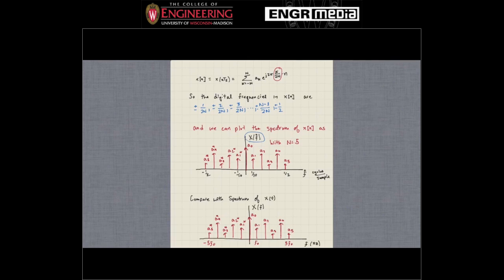On the horizontal axis, again, we're plotting cycles per sample. I'm just going to take those from the equations up here and plot the corresponding coefficients. So it's pretty straightforward, and looks just the same as when we plotted the spectrum of the continuous time signal, except that on the horizontal axis we now put the digital frequency in cycles per sample. So let's compare that with the spectrum of x of t, the continuous time signal, and it looks the same. We just relabeled the horizontal axis. Nothing too difficult here.